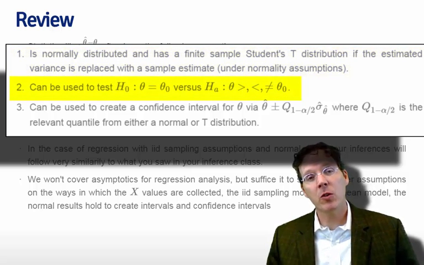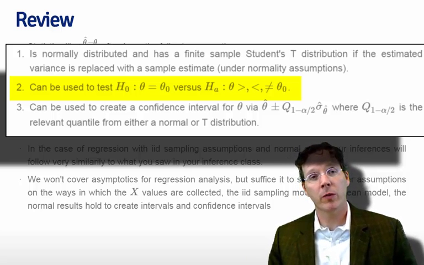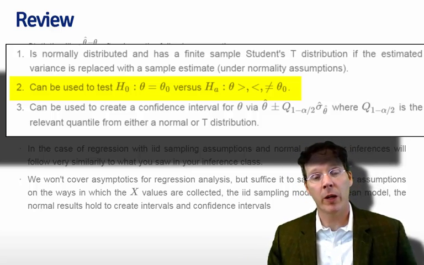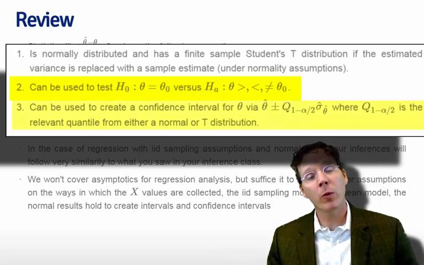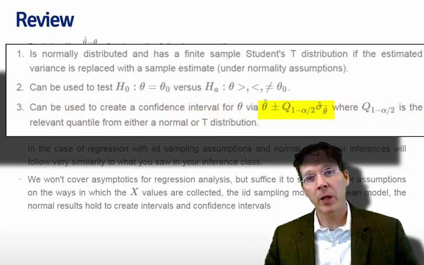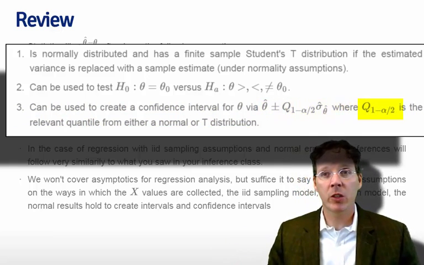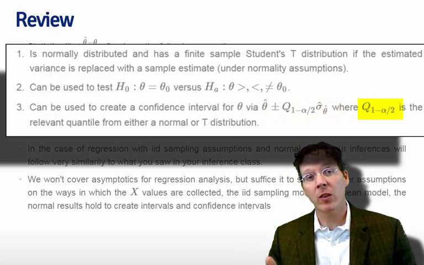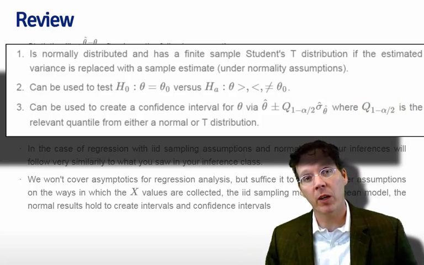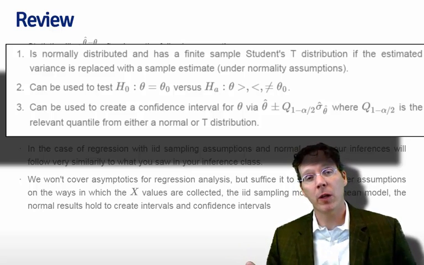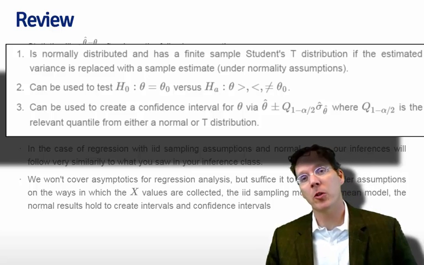This statistic can be used to create hypothesis tests of theta being a particular null value versus one of the logical alternatives of it being less than, greater than, or not equal to this null value. Or we can create confidence intervals of the form estimate plus or minus a relevant quantile times the standard error, where Q is the relevant quantile, and we always take the 1 minus alpha over 2 quantile. For example, if our alpha is 5%, so we want a 95% confidence interval, we take the 97.5th quantile. And this is either going to come from a normal distribution or a t-distribution.